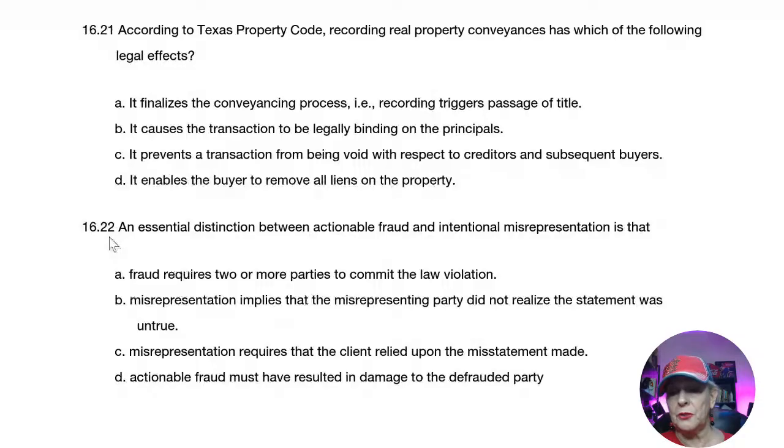1622. Okay. An essential distinction between actionable fraud and intentional misrepresentation is that A, fraud requires two or more parties to commit, B, that the misrepresenting party did not realize the statement was untrue, C, misrepresentation, or D, actionable fraud.